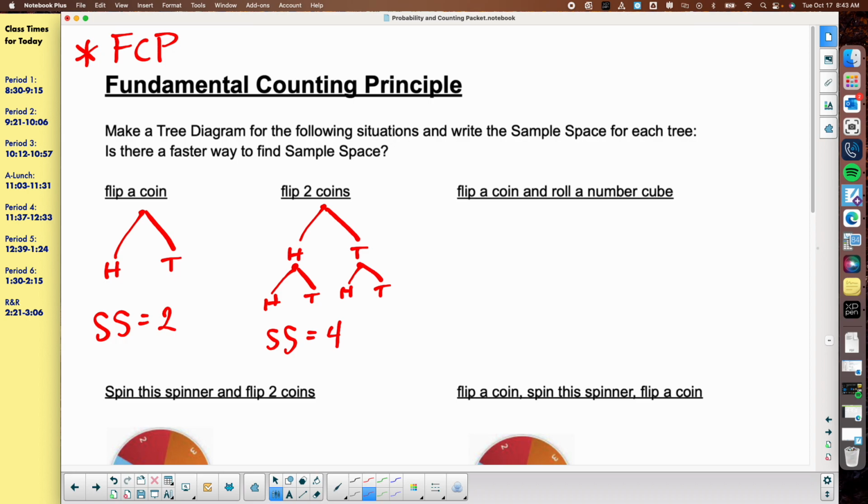Why don't you guys try to draw the third one? If you haven't already on your own, try to draw, flip a coin first, then roll a number cube. My tip is to make sure that your first branch is very wide, because you're going to need space underneath it.